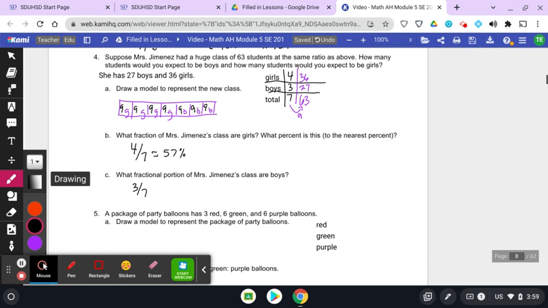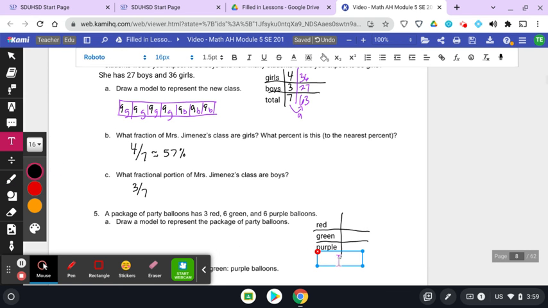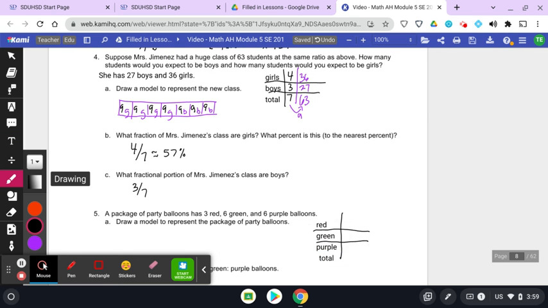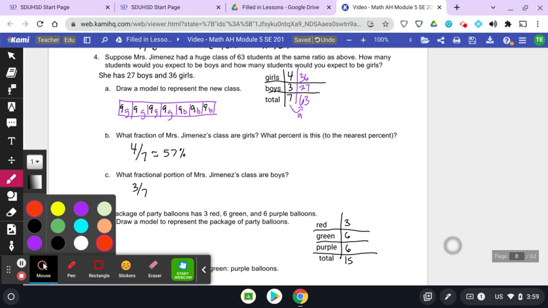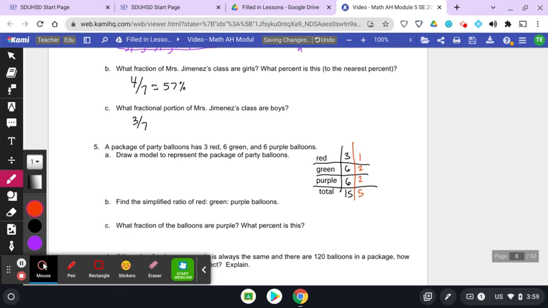I write down the information. Yep, I forgot to write total. We always want to keep track of the total. 3 red, 6 green, 6 purple. That gives me a total of 15. Those are all divisible by 3, so I'm going to go ahead and reduce, so I don't have to draw such a big model. 1 to 2 to 2 to 5. So I know I need to do 5 total sections on my model.